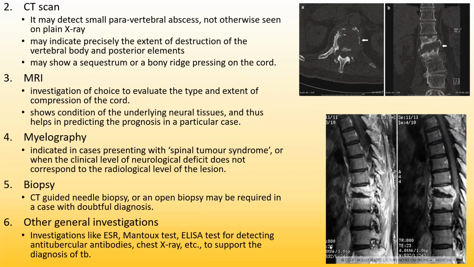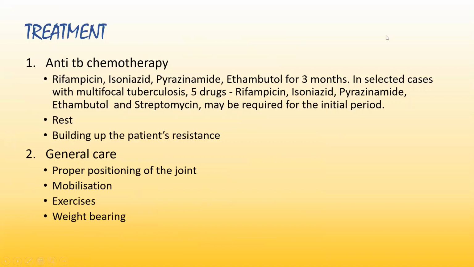Then is myelography. Myelography is indicated in cases presenting with spinal tumor syndrome, or when the clinical level of neurological deficit does not correspond to the radiological level of lesion. The next one is biopsy. A CT guided needle biopsy or an open biopsy may be required in a case with doubtful diagnosis. The next are other general investigations like ESR, Mantoux test, ELISA test for detecting anti-TB antibodies, chest X-ray, etc., to support the diagnosis of TB.